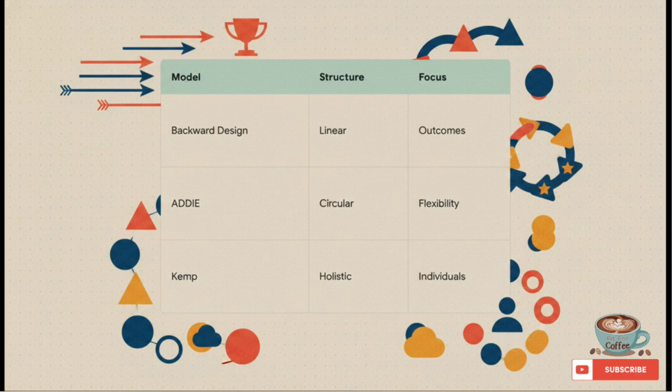Now, the ADDIE model, analyze, design, develop, implement, evaluate, is much more circular and highly flexible. It lets designers retrace their steps as new data comes in. Then you have the Kemp model, which is holistic. It has 9 stages that you can execute in a parallel fashion, with a huge emphasis on individual learner characteristics. So while backward design might be slightly less flexible than ADDIE or Kemp, that linear rigidity is honestly exactly what prevents traditional classroom teachers from falling back into that topic-driven trap.